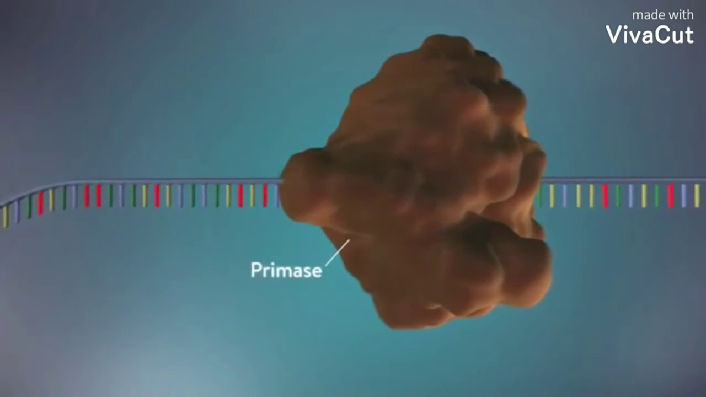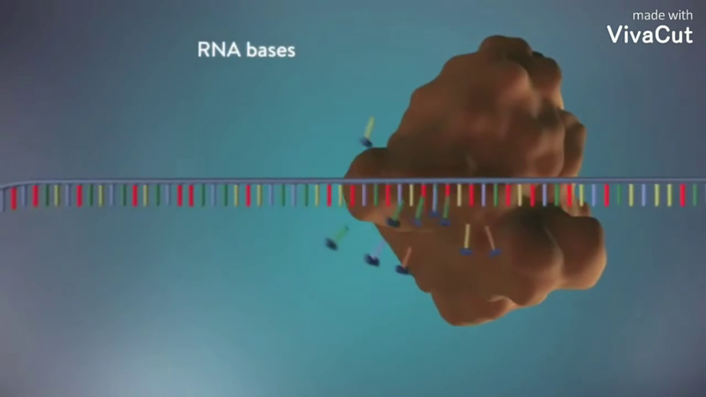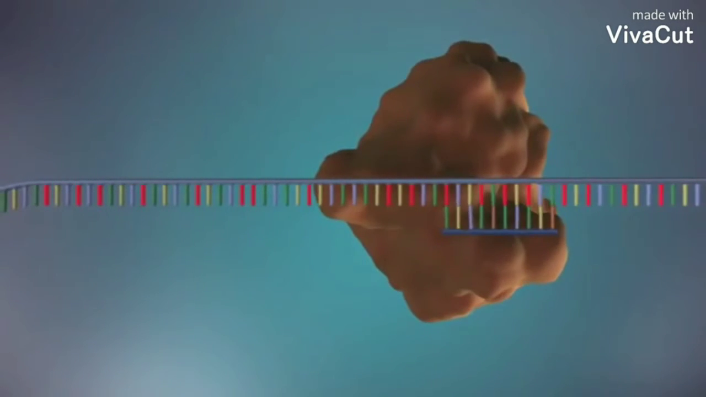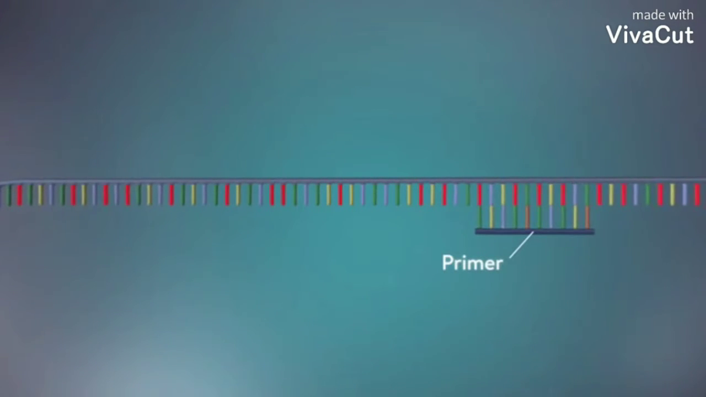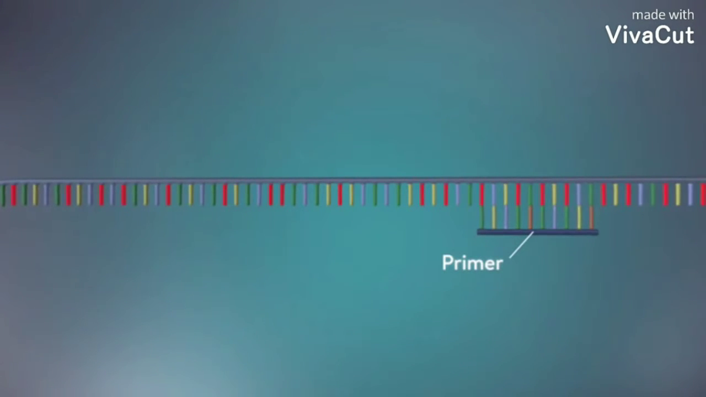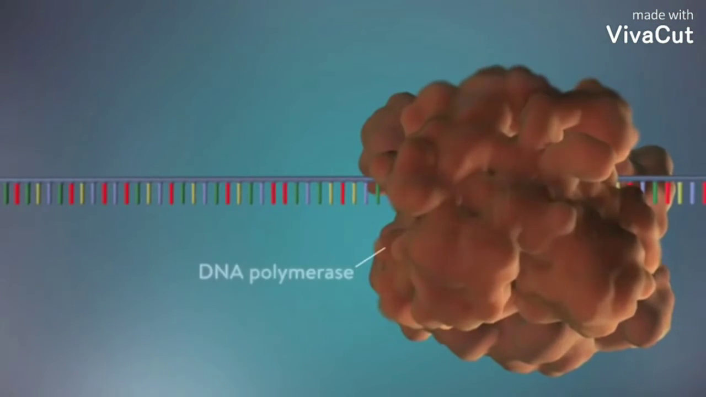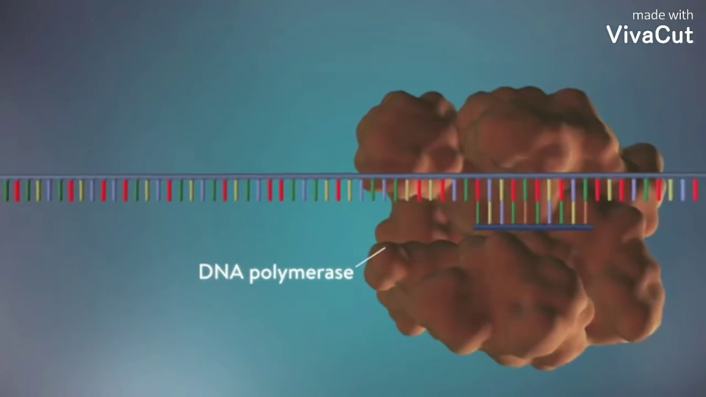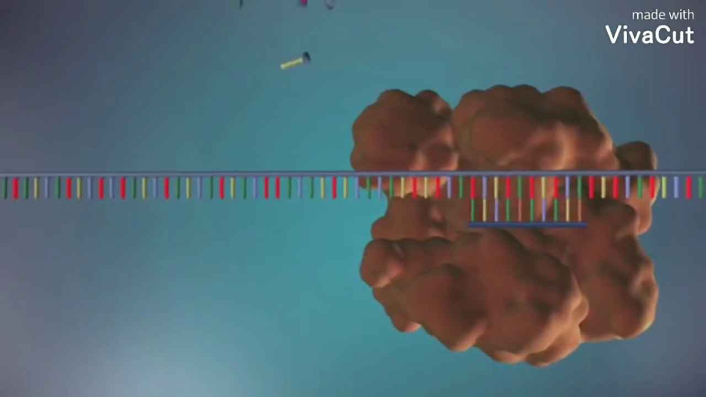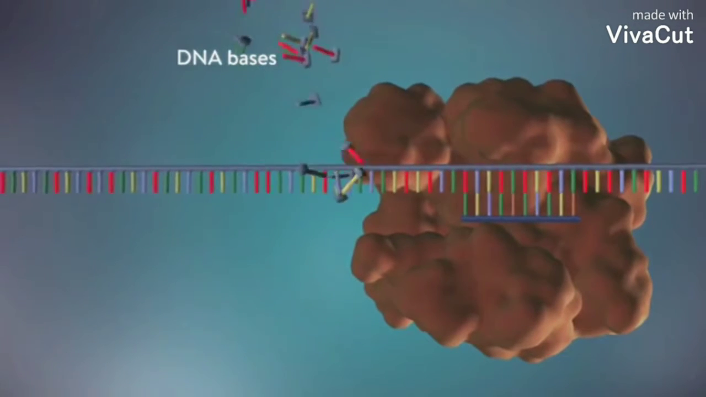Then an enzyme called primase starts the process of DNA replication. This enzyme forms a small piece of RNA called a primer, which is complementary to the template. This primer acts as a starting point for the construction of a new strand of DNA. Another enzyme called DNA polymerase III binds to the primer and makes the new strand of DNA.